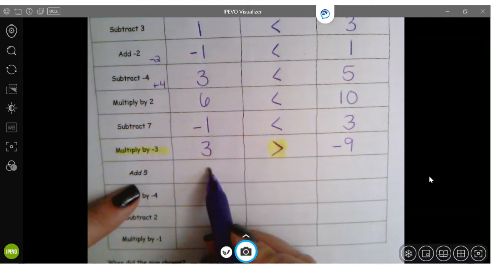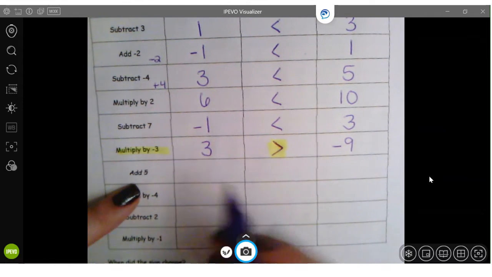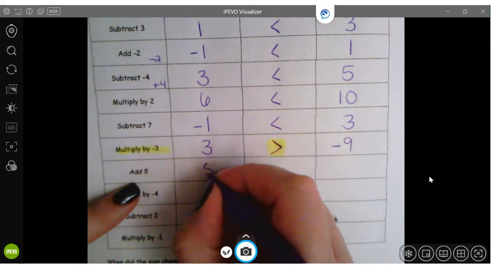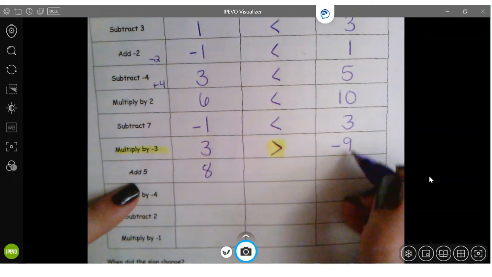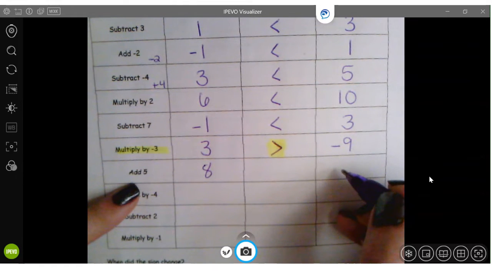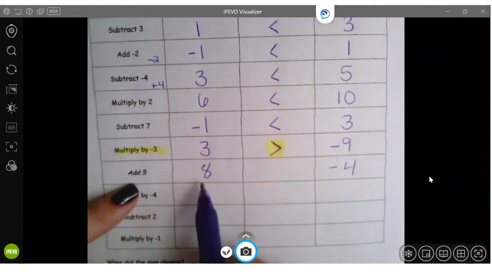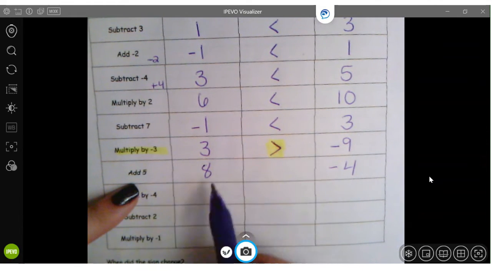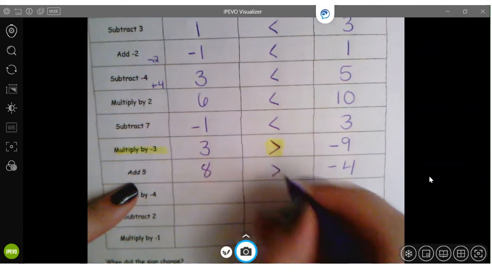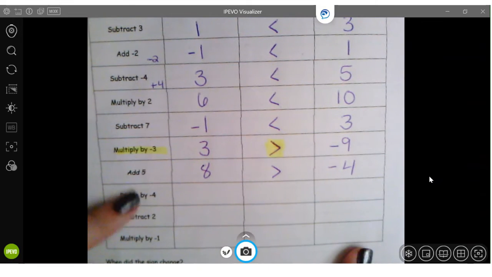So I'm going to add 5 to each of these numbers. So 3 plus 5, well, that would give me 8. Negative 9 plus 5, so remember this is a negative number. I'm adding a positive number so it becomes less negative. So it would be negative 4. So 8 compared to negative 4, so 8 is greater than, right? Because a positive number is always greater than a negative number.